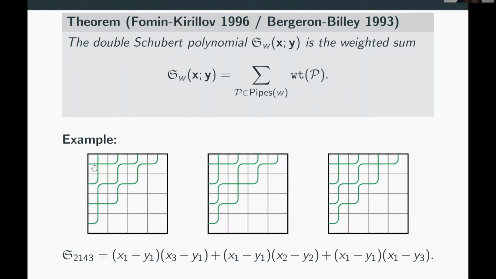And then, for instance, there's a crossing in row 1 and column 1. So that's this binomial x1 minus y1. And there's a crossing in this diagram in row 3 and column 1. So that's giving you this x3 minus y1. And then you just take a product over all the crossings of these binomials. And so here I've listed out all the pipe dreams for the permutation 2, 1, 4, 3. And so you just add these different weights for every pipe dream that you see. So this was fast. I just want you to get a flavor of what this formula looks like.